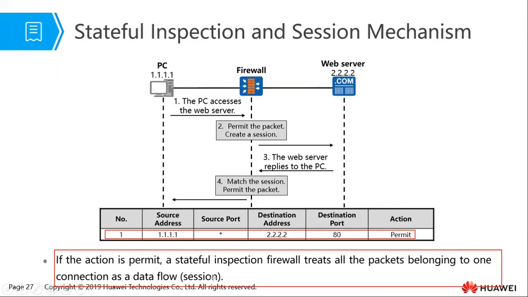So if the action is permit, a stateful inspection firewall treats all the packets belonging to one connection as a data flow. So how does that happen? Now let's look at step one here. So the PC accesses the web server, so sends a packet to the web server. Now when the firewall receives it, it's going to permit the packet. Other than permitting the packet, it's going to create a session.